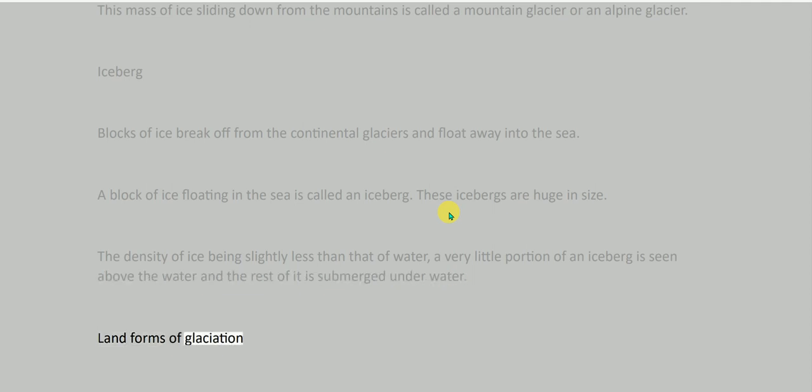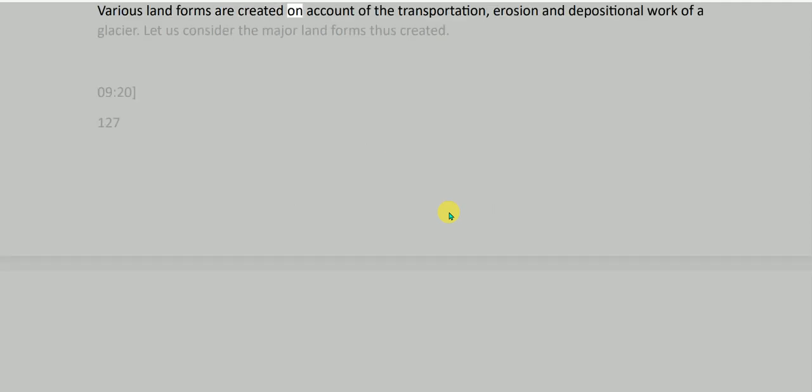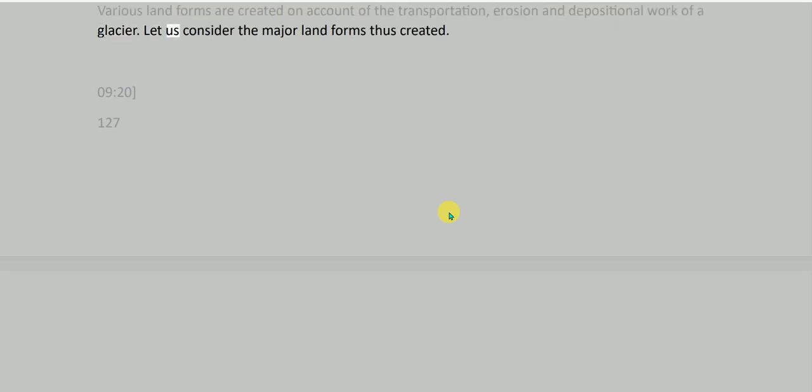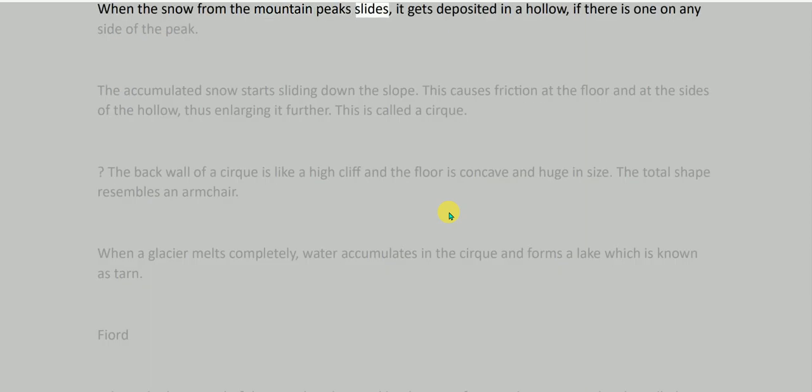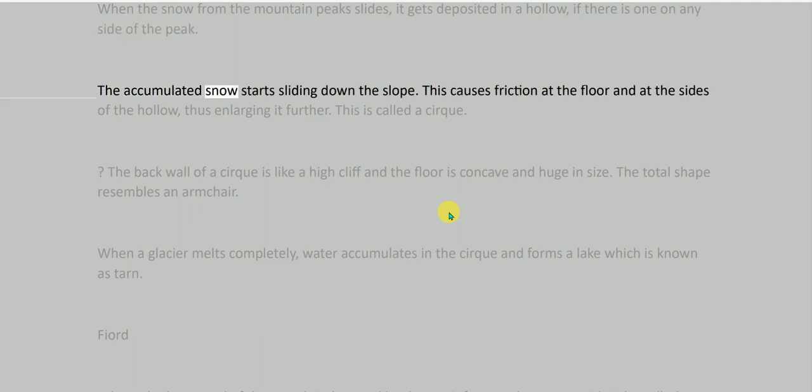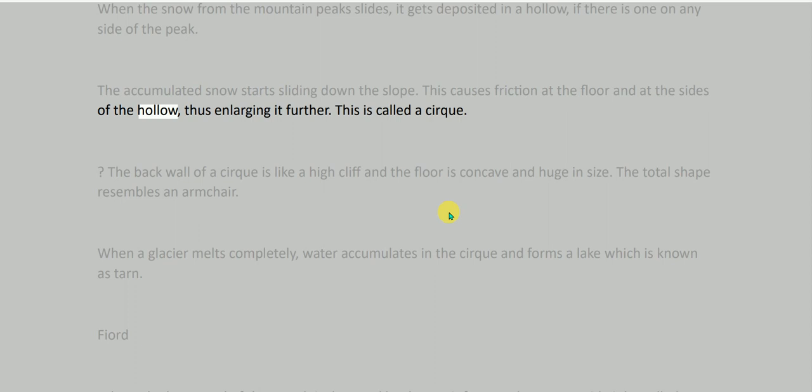Landforms of glaciation. Various landforms are created on account of the transportation, erosion and depositional work of a glacier. Let us consider the major landforms thus created. When the snow from the mountain peaks slides, it gets deposited in a hollow, if there is one on any side of the peak. The accumulated snow starts sliding down the slope. This causes friction at the floor and at the sides of the hollow, thus enlarging it further.